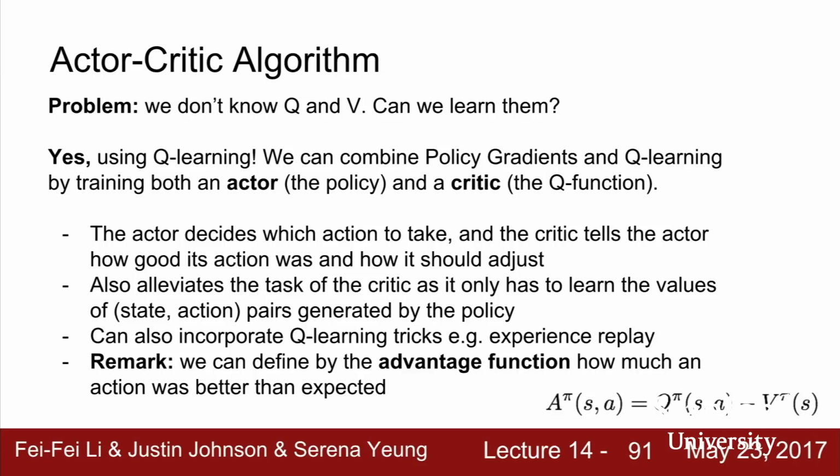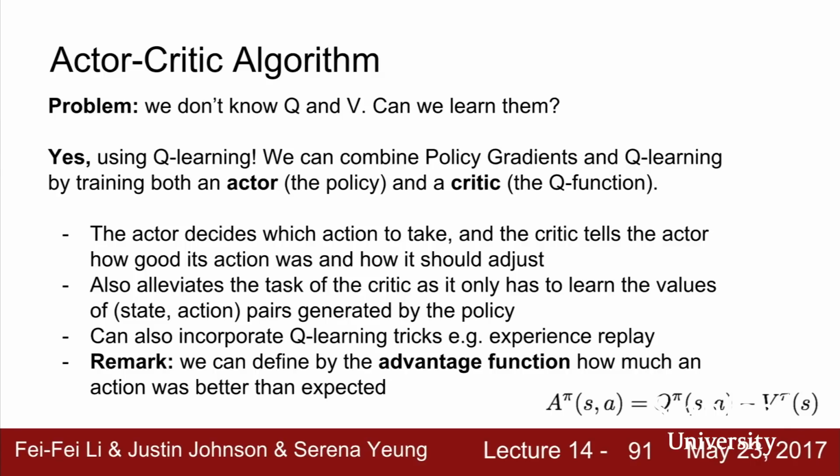Right, so using this approach, an actor is going to decide which action to take, and then the critic, our Q function, is going to tell the actor how good its action was and how it should adjust. And this also alleviates a little bit the task of the critic compared to the Q-learning problems that we talked about earlier, of having to learn a Q value for every state-action pair, because here it only has to learn this for the state-action pairs that are generated by the policy.